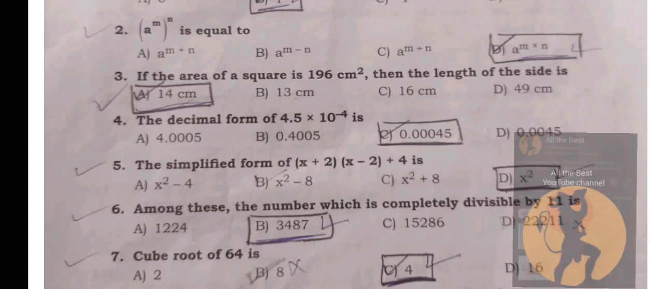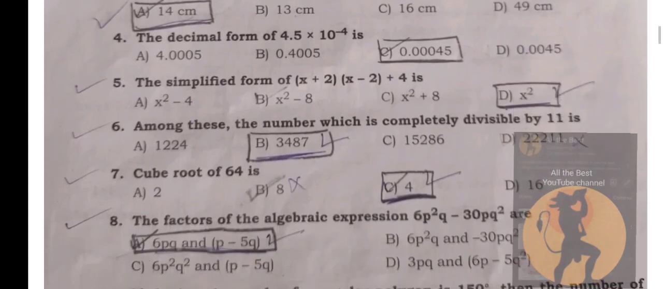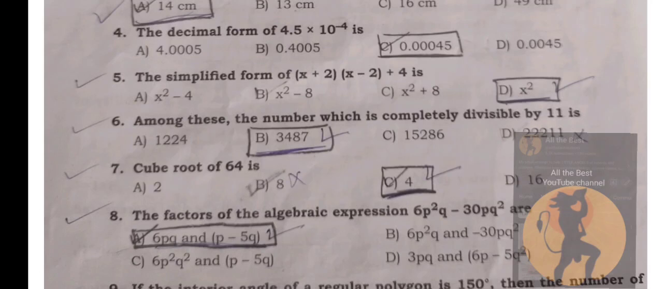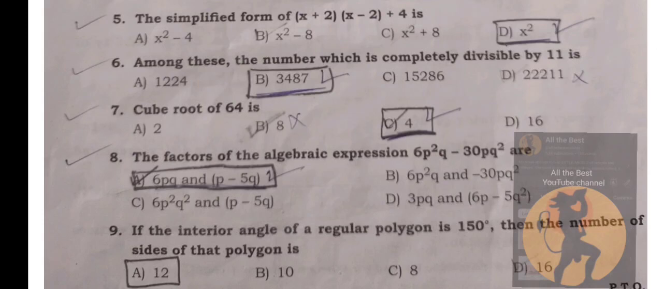The decimal form of 4.5 into 10 to the power of -4 is, option C, 0.00045. The simplified form of (x plus 2) into (x minus 2) plus 4 is option D, x whole square. Among these, the number which is completely divisible by 11 is option B, 3487. Cube root of 64 is option C, 4.